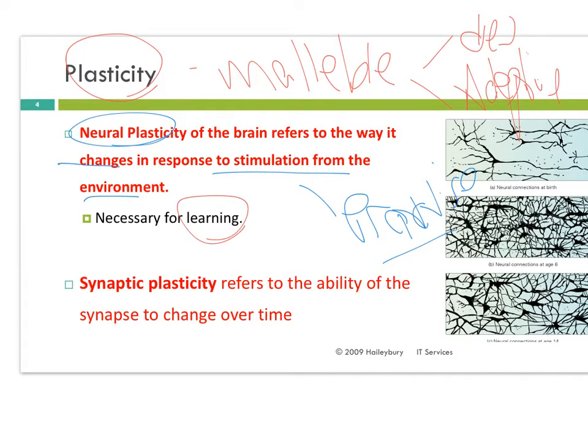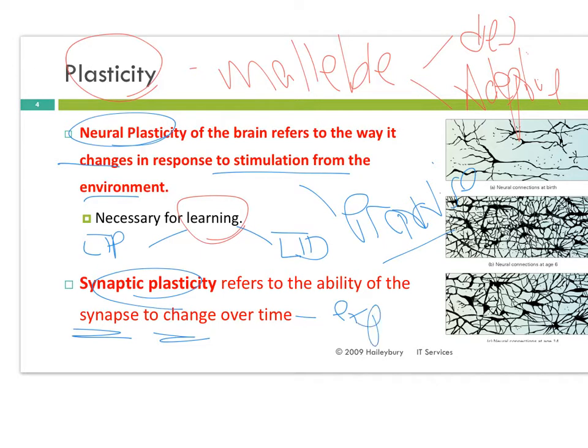Now, as we spoke about in class, we have two different types of changes. We have things like LTP, which is the strengthening of existing synaptic connections and the creation of new ones. And we have LTD, and that is the weakening of synaptic connections and pruning. At a more specific level, we have synaptic plasticity, and that is how the synapses change over time as a result of this practice or this experience, or lack thereof, I suppose.